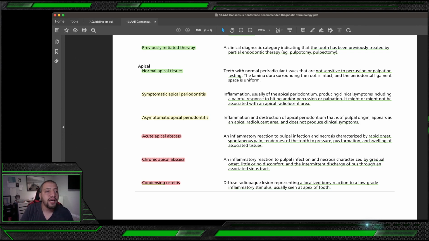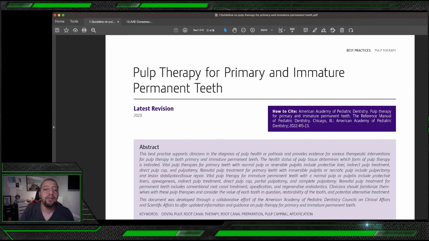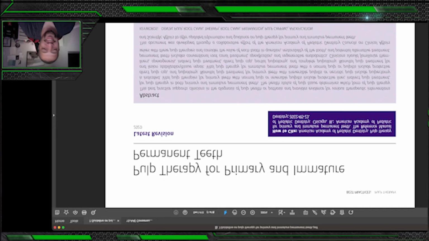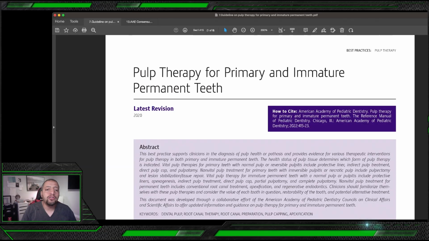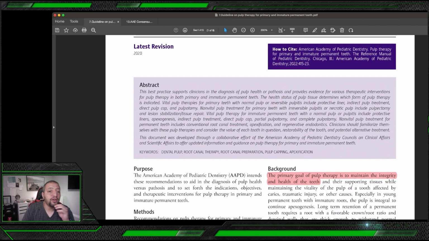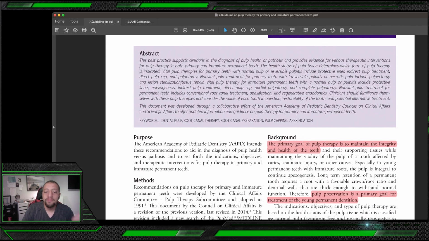So with all that said, let's now go to pulp therapy for primary and immature permanent teeth. Now we are going to categorize every tooth based on two main criteria. First, whether the tooth is primary or permanent, immature or mature. And the second, the clinical signs and symptoms, upon which we make the diagnosis. Based on these two factors, we can decide the treatment. So we make sure that we have the correct diagnosis, and then we can give the best treatment for the patient.